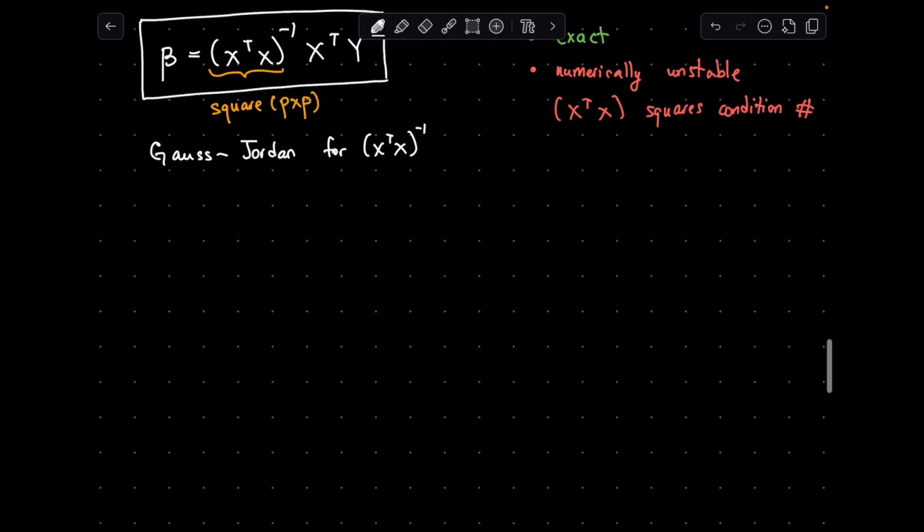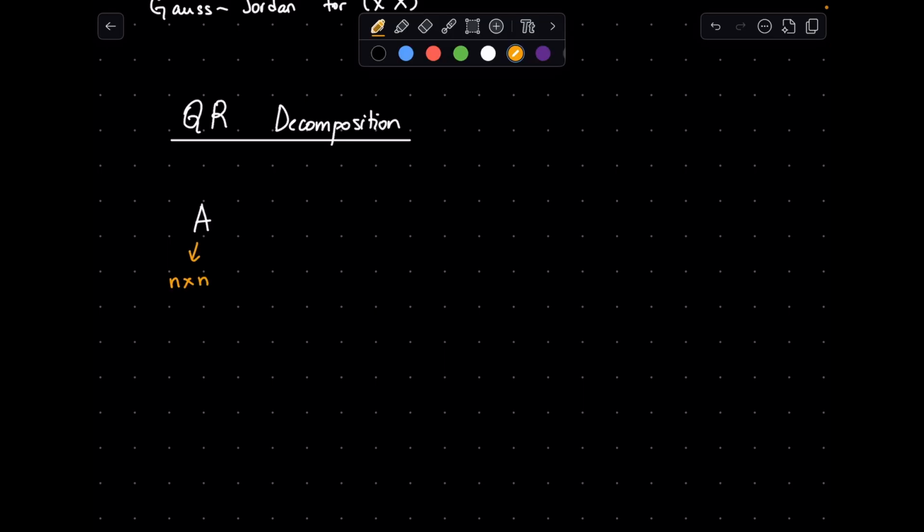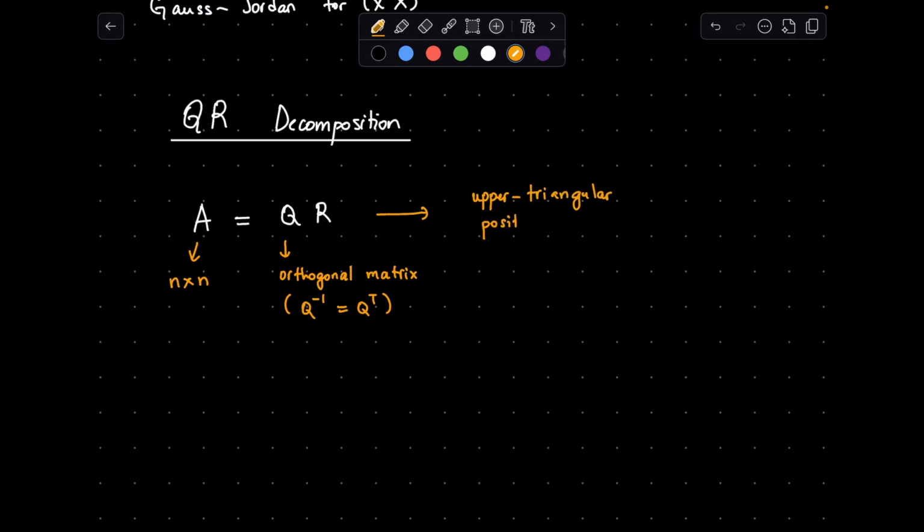Alright, coming back to the normal equation, is there a more numerically stable way to solve this? Actually, one can use the QR decomposition. QR decomposition tells us that if you again have a square matrix A, then you can express it as a product of two matrices Q and R. Here, Q is an orthogonal matrix, so we have Q inverse is equal to Q transpose. And R is an upper triangular matrix with positive diagonal elements.